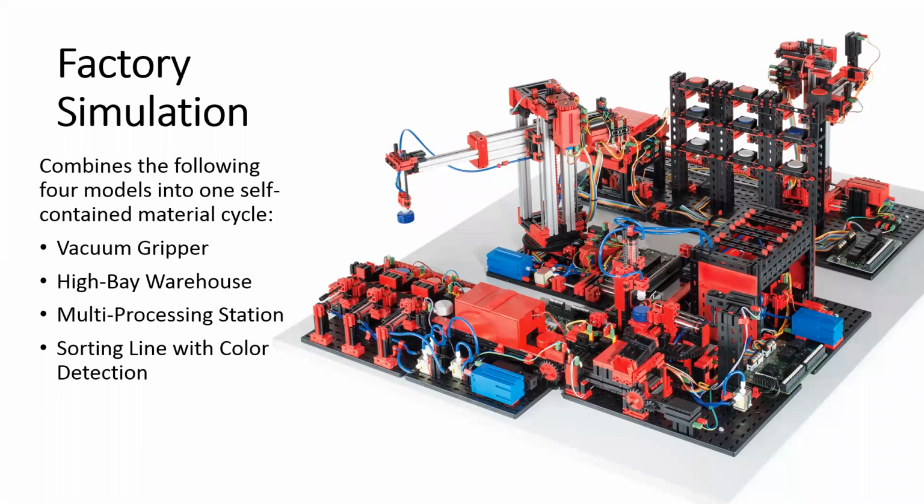The next model is the factory simulation, which combines the 4 models we've just reviewed, the vacuum gripper robot, the automated high bay warehouse, the multi-processing station with oven, and the sorting line with color detection into one self-contained material cycle.